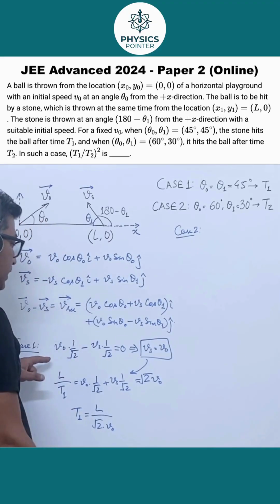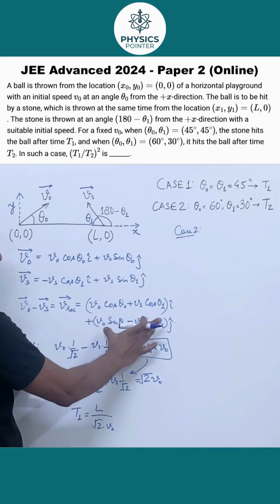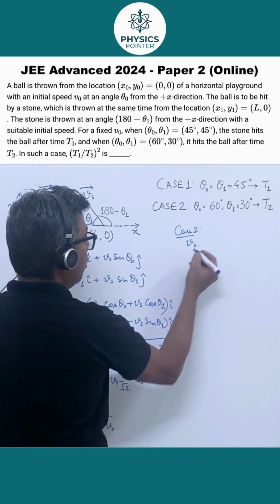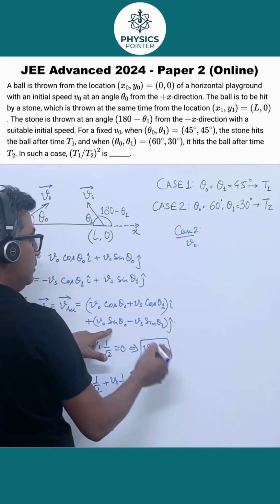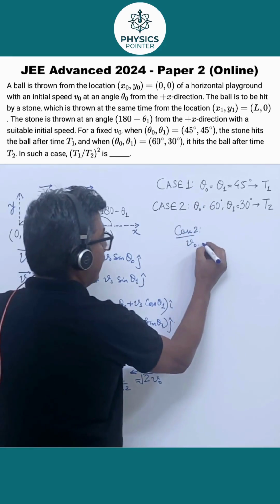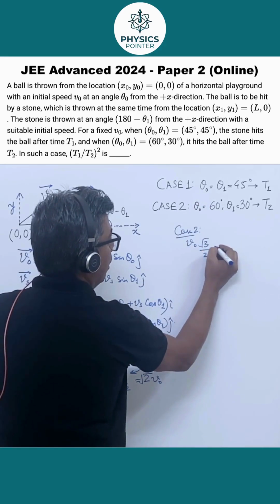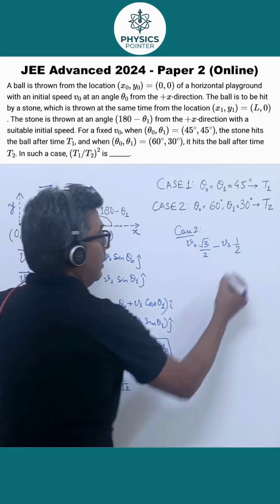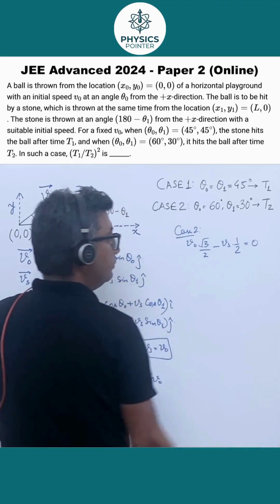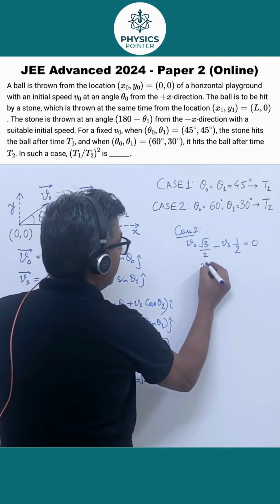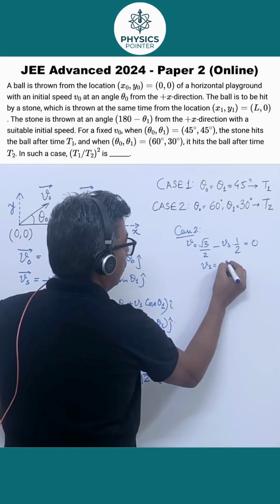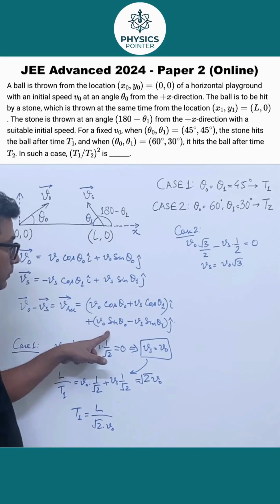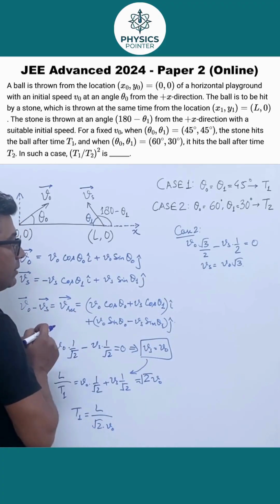What does case 2 say? Let's directly put the values and make this 0. So we'll get v naught into sin 60 degrees, that is root 3 by 2, minus vs into 1 by 2 equal to 0. So we get vs is equal to v naught times root 3. Got it? Okay.